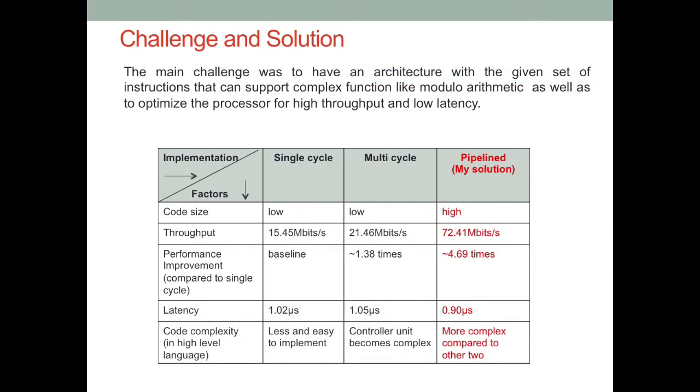Now let's have a look at the choices I made. The main challenge in this project was to have an architecture which was optimized for high throughput and low latency with the given set of instructions. The table here shows the options I had for designing my processors and their basic comparisons based on different factors. Looking at the table, the pipeline is the winner in terms of throughput and latency. Thus, I chose to go with the 5-stage pipeline architecture for my processor.